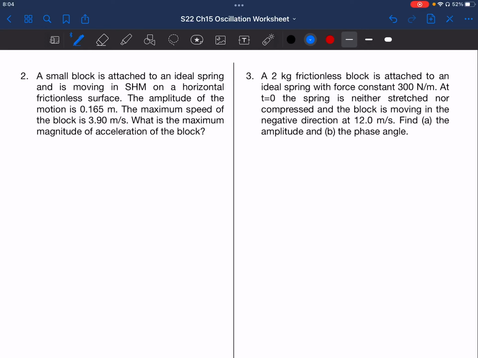Okay, welcome back. We are going to go over problem 2 on our simple harmonic motion worksheet. This is on the back. Let me go ahead and read the problem.